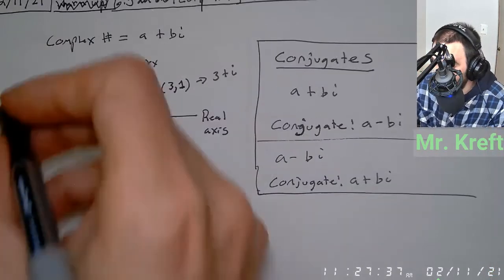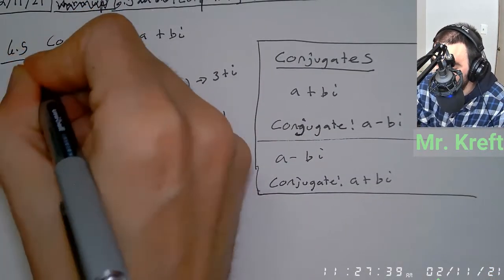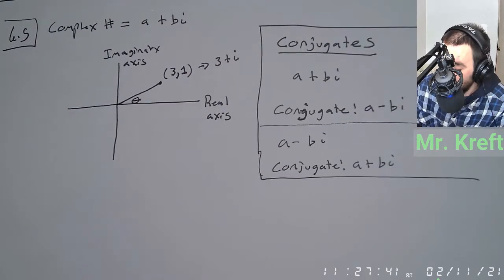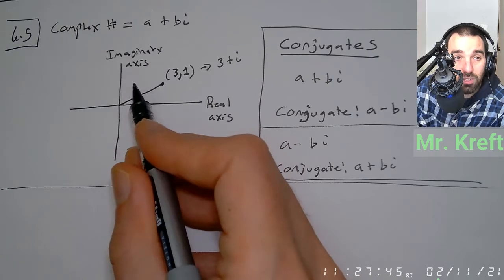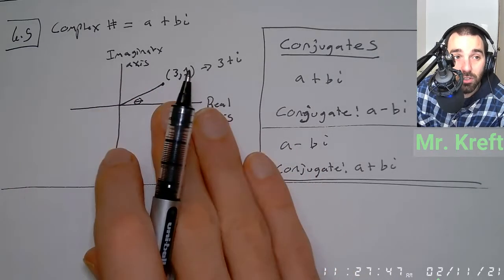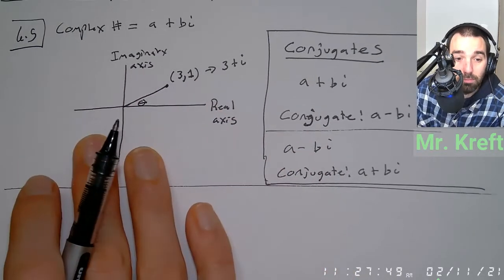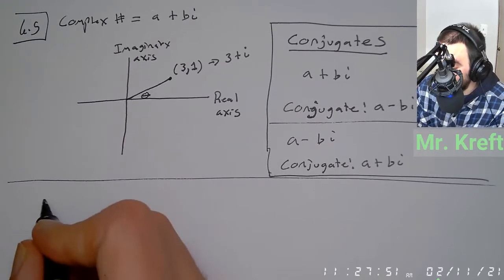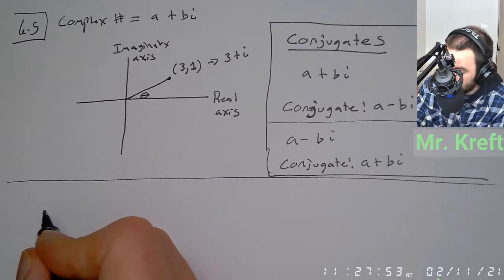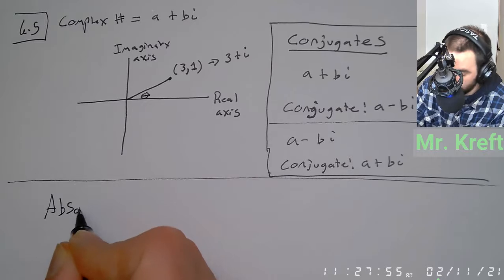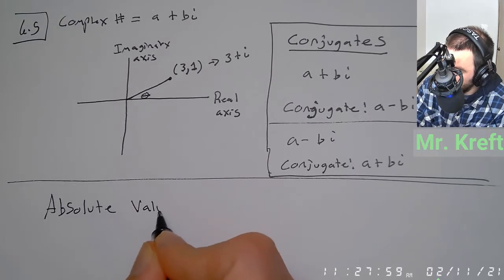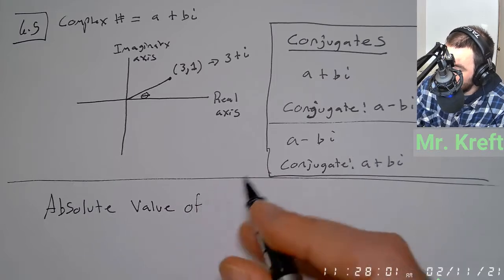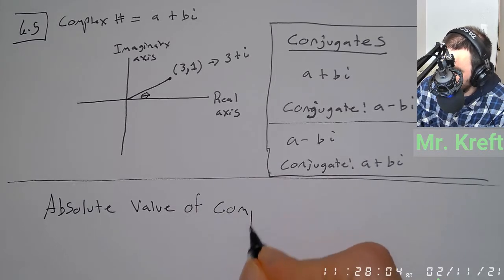All right. The next big thing, and this is all 6.5, by the way, we're only doing a little bit of 6.5. So the next big thing I want to talk about is how we use vectors in the complex realm. The next thing I want to talk about is the absolute value of complex numbers.